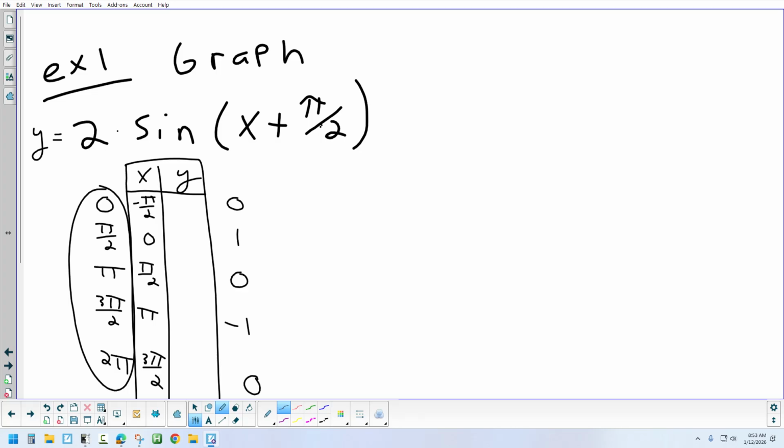Now we need the new y values. What am I going to do to my old y values to get the new y values? Multiply by 2. Yeah. Okay, so that's going to be easier arithmetic. It's always easier arithmetic when we're transforming the y's. Okay, so we're going to get 0, 2, 0, negative 2, and back to 0. That's it. That's our table.